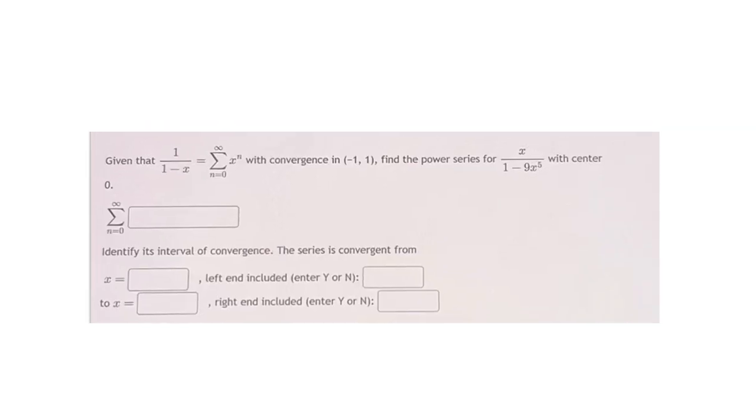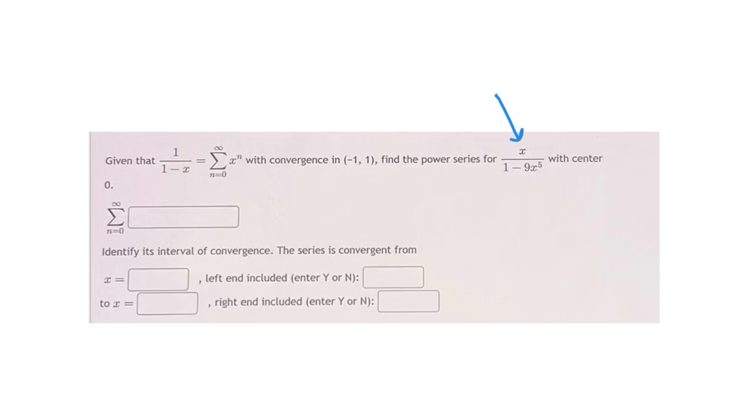All right, so this one is very similar to the last one in that they give you the structure here, convergence in -1 to 1. Find the power series for this with center 0. What should stand out is that now there's an x on the top. There wasn't that in the previous problem. There was a 1 on the top. And remember, we want this thing to match this thing.